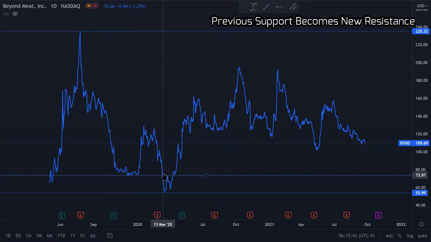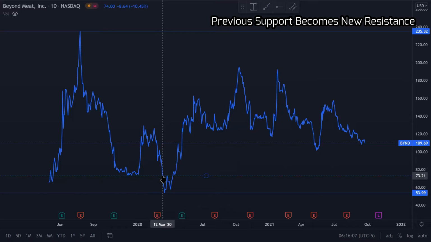This is where that issue comes in. You want to wait for confirmation that this is going to be respected as support again, because as you can see, it broke right through and fell $20 lower than where the support was before it eventually reversed up. Now, keep in mind, this is March of 2020. So, COVID crash, a lot of other factors influencing the fall like this, but there are always going to be other factors in the market.